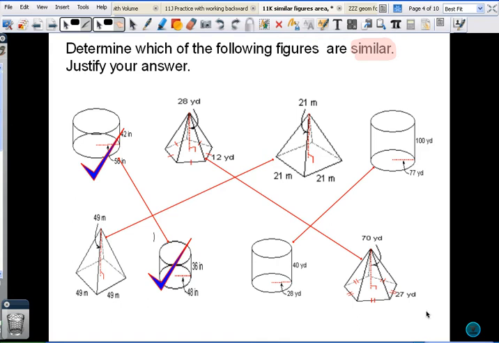Go ahead and take a second, pause the video, see if you can do the same for the other shapes, and then unpause it and we'll check your answers. Okay, coming back, we see that the square pyramids had the same ratio also, 21 to 49 and 21 to 49. That one was kind of easy. Here, 28 over 70 does not equal 12 over 27, so those two were not proportional. And here 100 over 40 does not equal 77 over 28. So the ratios weren't the same for all the sides. Our similar figures in this were these two cylinders here and these two pyramids here.